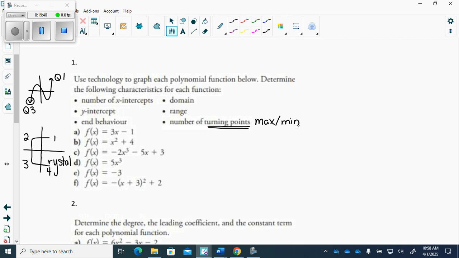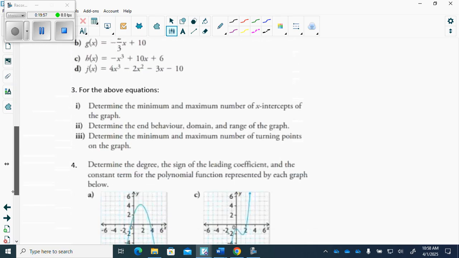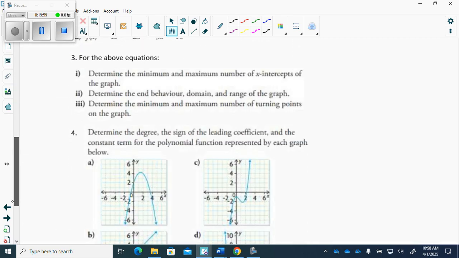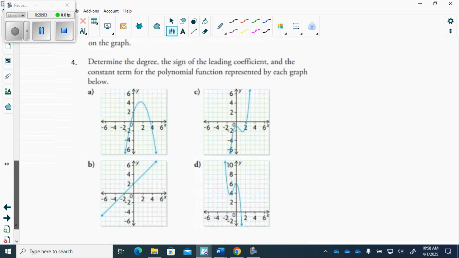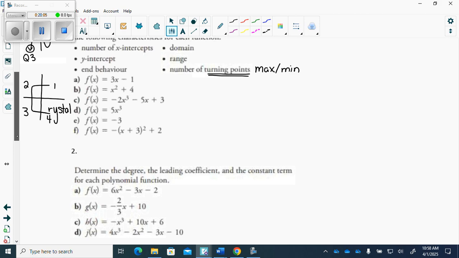Quadratics could have one, or will have one. Cubics can have 2 or none. Okay? So you're answering those. And then you're doing number 2 as well. And then number 3, number 4. Go.